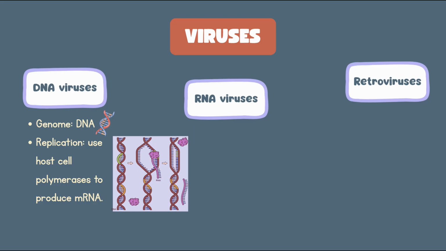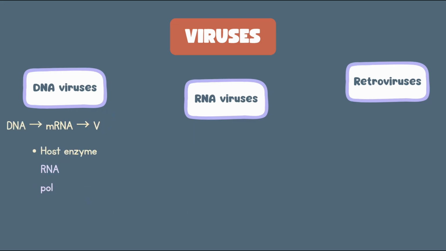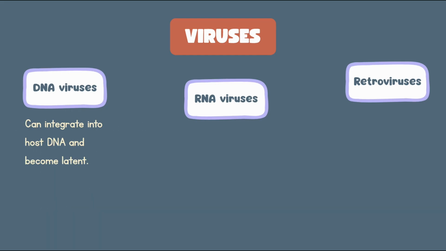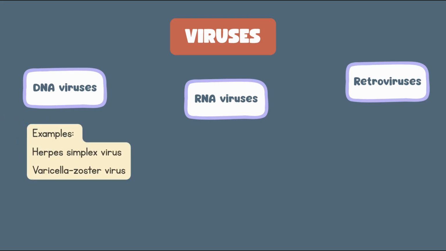So if we were to think of the steps of what happens, the virus enters the cell, the viral DNA enters the nucleus, the host enzyme, usually RNA polymerase II, produces mRNA, the mRNA moves to the ribosome, and then the viral proteins are produced. An important feature of many DNA viruses is that they can actually integrate into the host's DNA and become latent. Examples of DNA viruses include herpes simplex virus and varicella zoster virus.